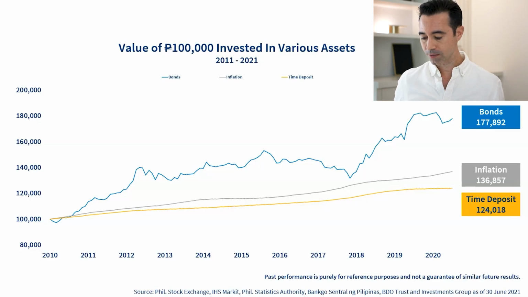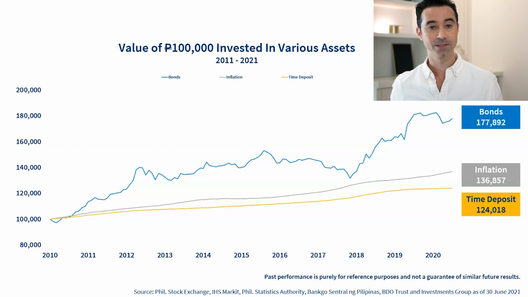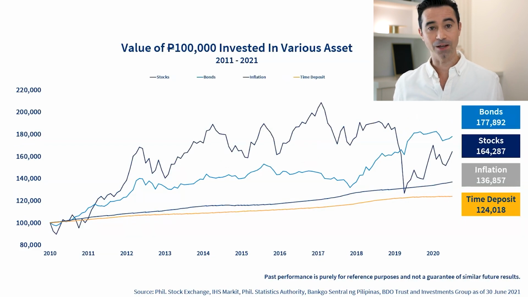Now, what if you invested instead in bonds? Well, bonds would have grown to 177,892 pesos. So a much higher rate of return than if you had invested in time deposits, and definitely outpaced inflation. Now, what about stocks? So if you'd invested the 100,000 pesos in stocks, most of the time, it outpaced both bonds, time deposits, and inflation. However, the pandemic hit, and because stocks have more risk than bonds, they lost more money, and they're getting close to the return of bonds.